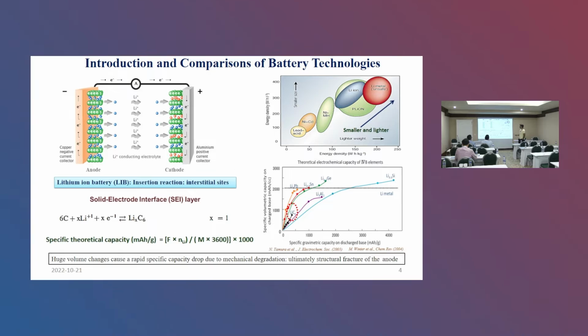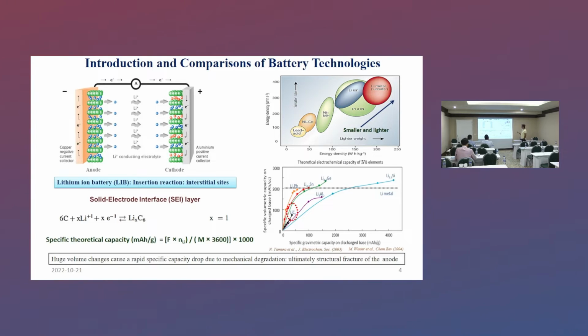This is a typical commercially used anode material. My main topic is about the anode, and which materials we can use as anode. The typical commercialized one is carbon, graphite based, and the theoretical capacity of graphite is 365 something milliampere hour per gram. The main research goal nowadays is to make the battery smaller and lighter.